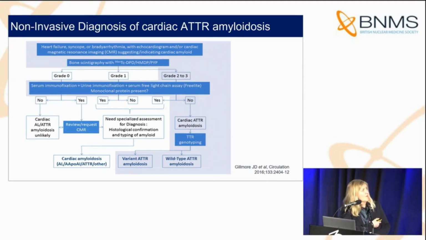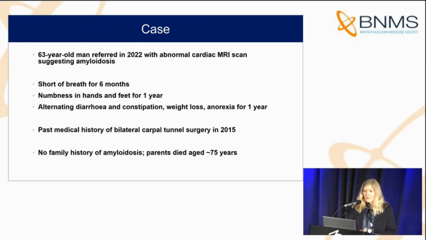Otherwise, they will be in the rest of the algorithm, and you have to work your way through this side, likely requiring a biopsy. So to hopefully demonstrate this, I'm just going to go through a quick case with you. A 63-year-old man who was referred a couple of years ago with an abnormal cardiac MRI, which suggested that the patient may have amyloidosis. He'd been breathless for 6 months, with numbness in his hands and feet for over a year.